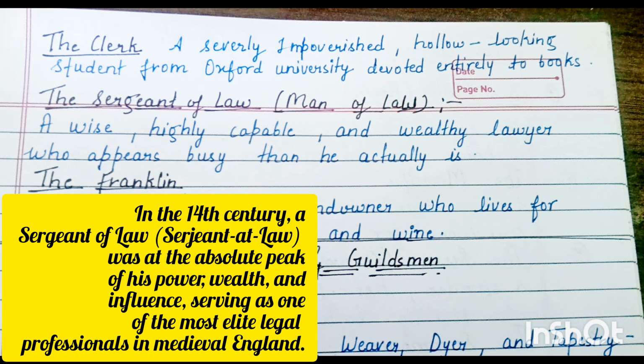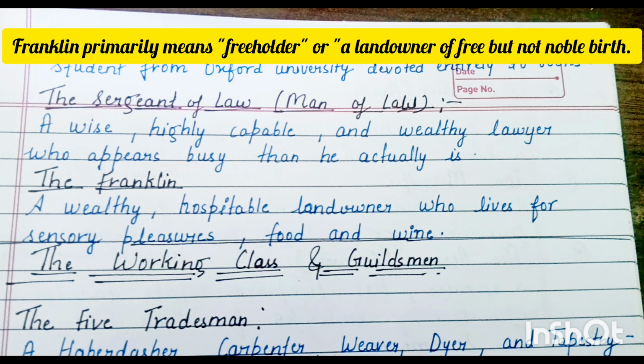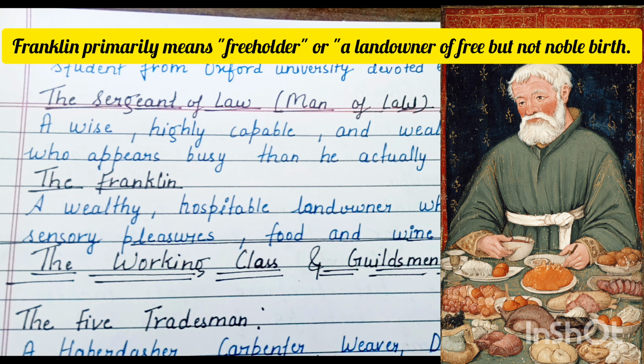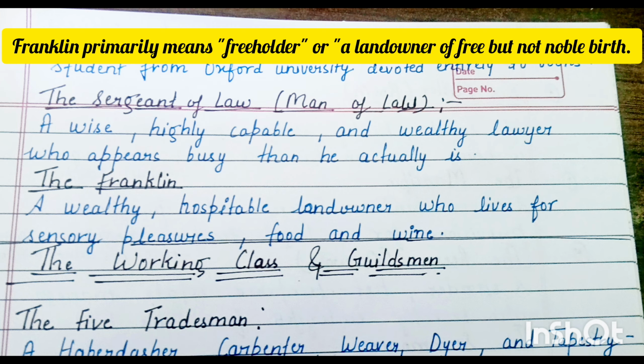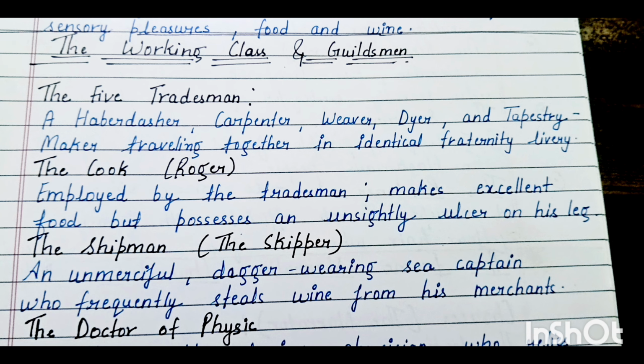The Franklin, a wealthy, hospitable landowner who lives for sensory pleasures, food and wine. See, all the characters have been described by their profession. Only a few characters have been given names, which I have mentioned in the brackets. So if I say Franklin, that means someone who owns land. Then comes the description of the working class and guildsmen, the five tradesmen. So all five are mentioned together: a haberdasher, carpenter, weaver, dyer, and tapestry maker.